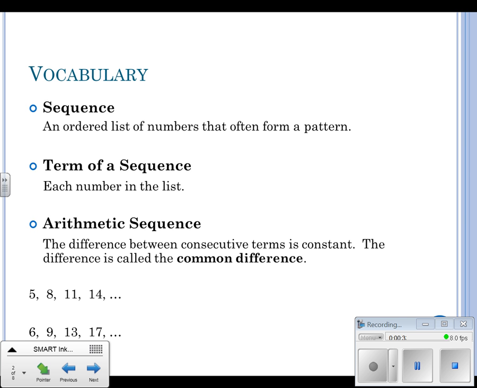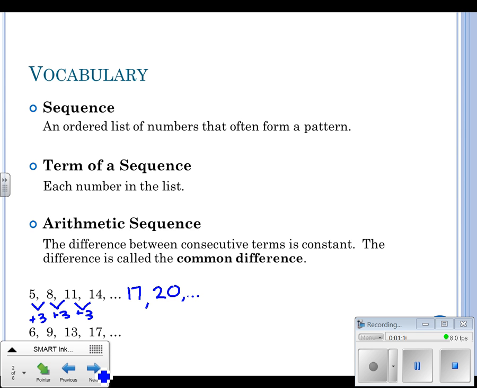An arithmetic sequence is a specific type of sequence where the difference between the terms is constant. The difference is called the common difference. We've been looking at common differences when we've been looking at functions and writing their rules. So in this first sequence here, we have 5 to 8, 8 to 11, 11 to 14. And as we go up, we see that we're constantly adding 3. So that means that this is an arithmetic sequence where we would go then 17 and then 20 and so on.